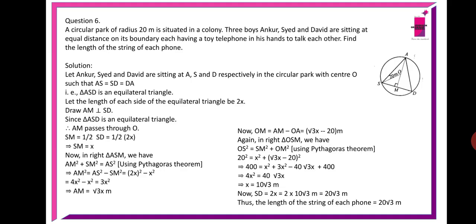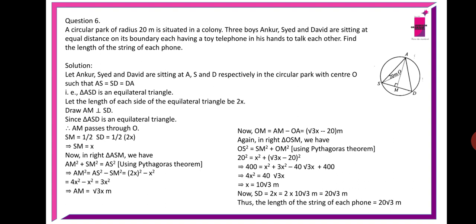A circular park of radius 20 meters is situated in a colony. Three boys, Ankur, Syed, and David are sitting at equal distance on its boundary, each having a toy telephone in his hands to talk to each other. Find the length of the string of each phone.